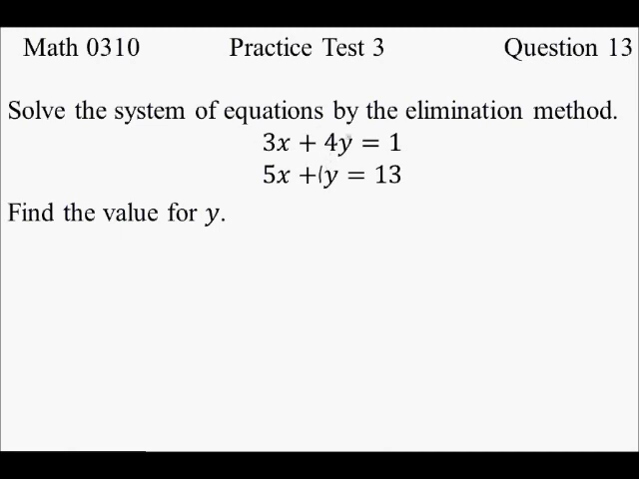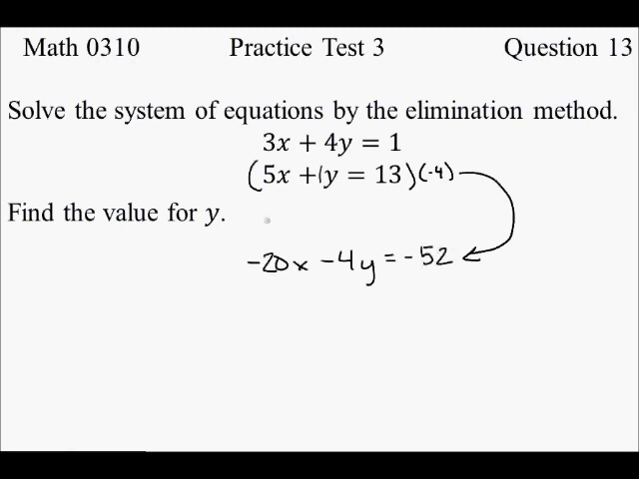So I already have a plus 4y. So to get a minus 4y in the bottom equation, I could multiply by negative 4. Let's do that and write it down here. So bottom equation times negative 4 would give us negative 20x. Negative 4 times a plus y would give us minus 4y. And negative 4 times 13 gives us negative 52.